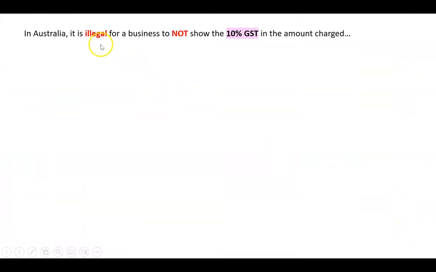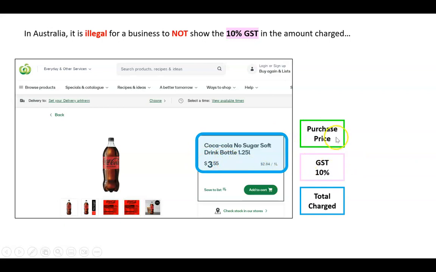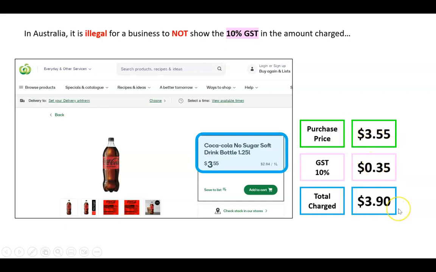And that's because in Australia, it's actually illegal for a business not to show the 10% GST. So, for example, let's just take this. This is on the Woolworths website. There's a bottle of Coke. It's $3.55. Now, is that saying that does have GST, or does GST need to go on top of that? So is it saying that is a $3.55 bottle of Coke plus GST of 35 cents, so that's 10%. So that means you'd pay $3.90. Is that what that's saying?